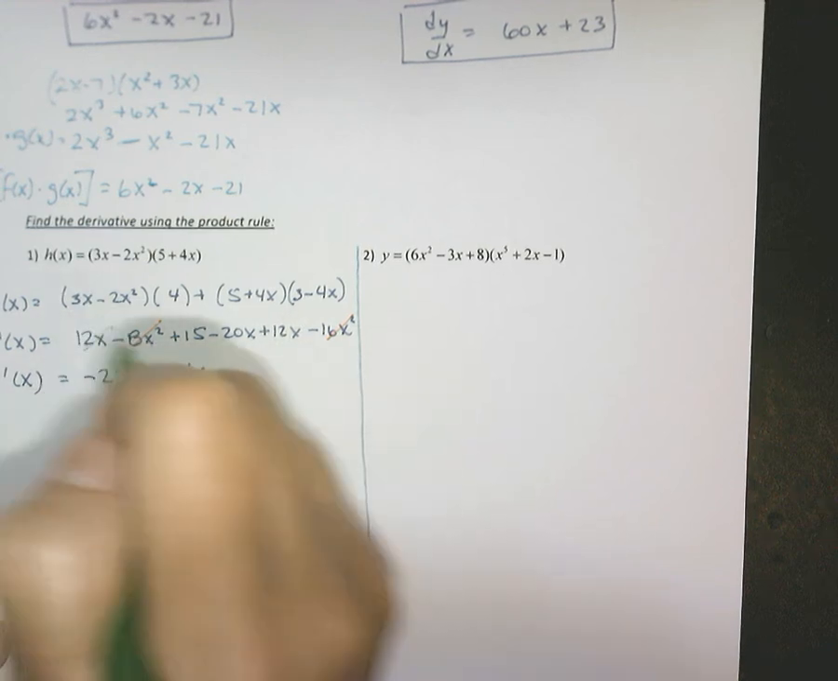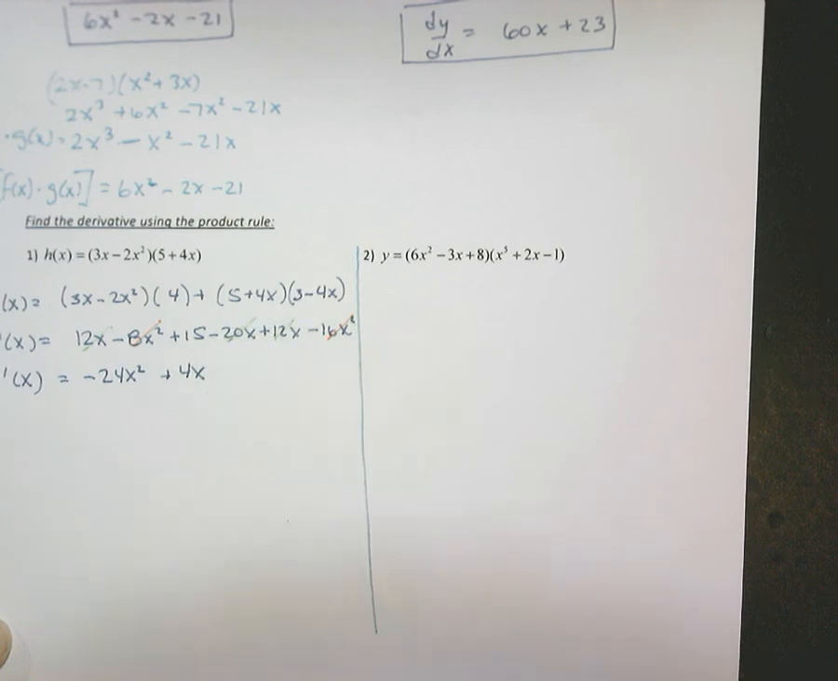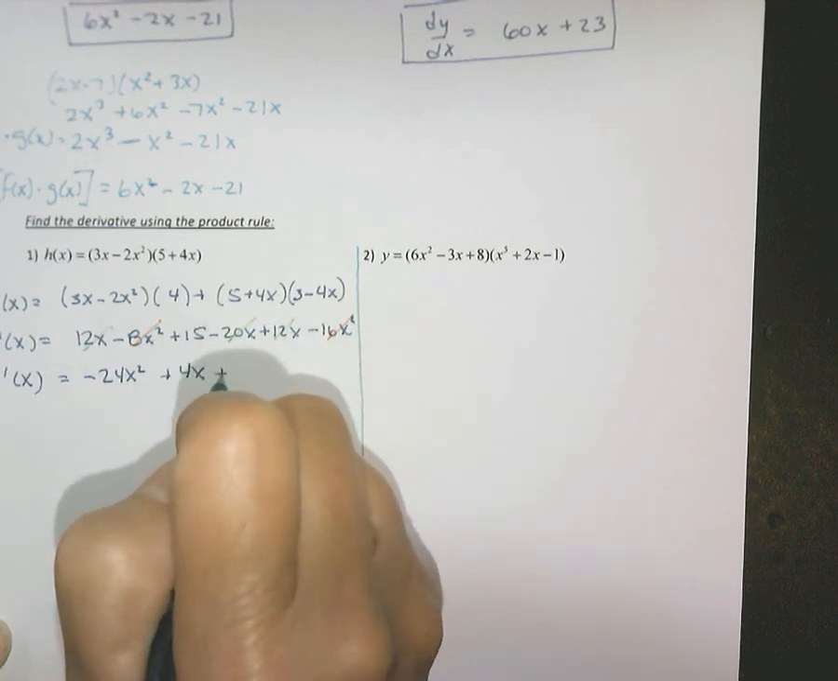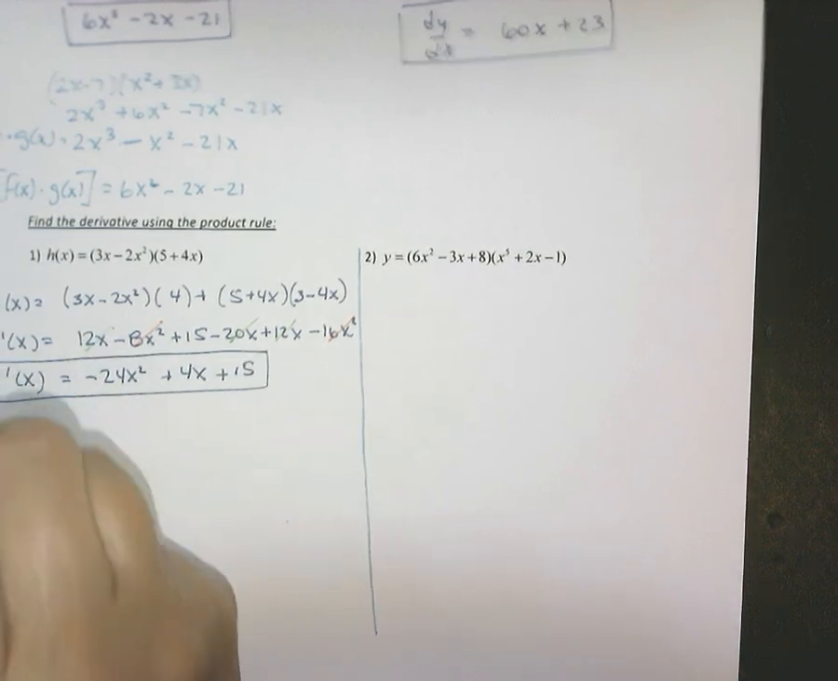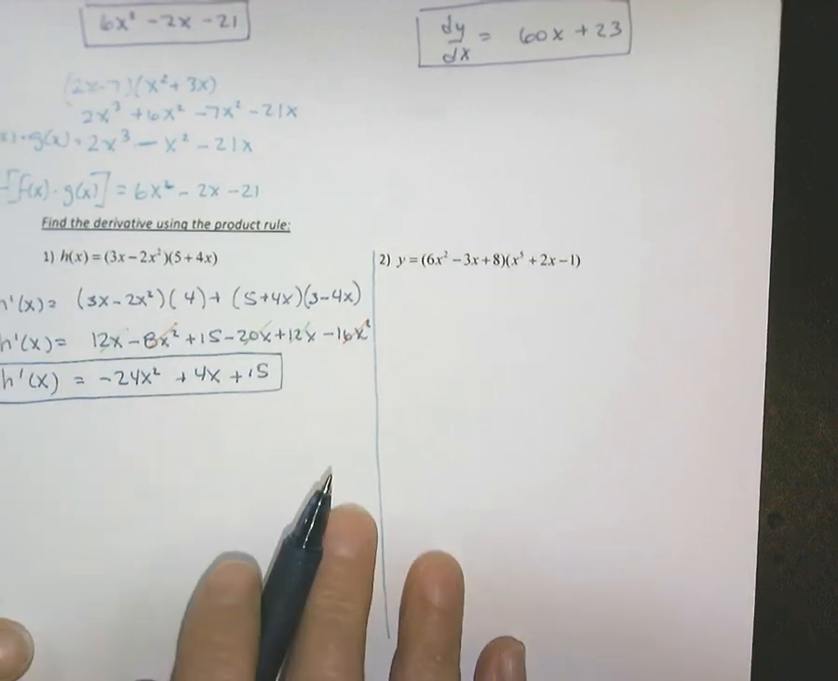So I can get rid of the x's. And the only thing I have left is this positive 15. That's where it ends.